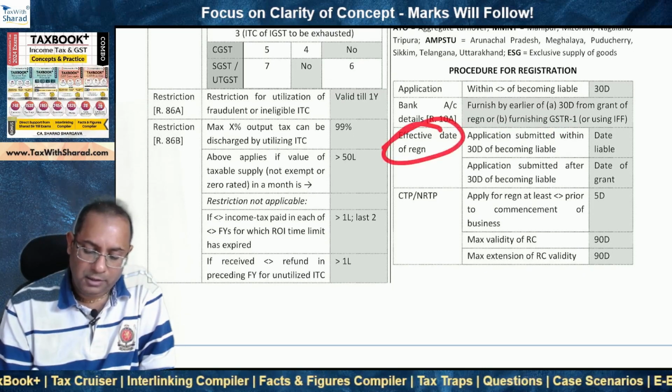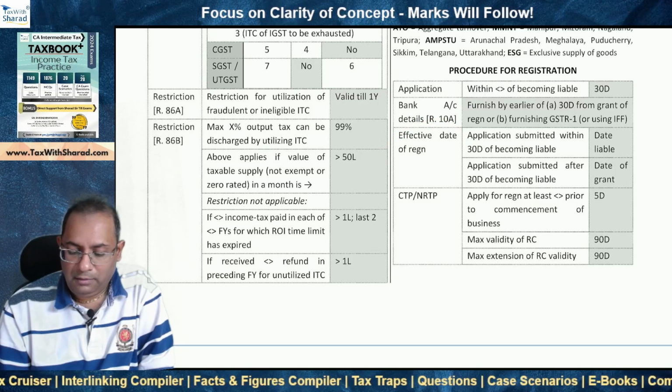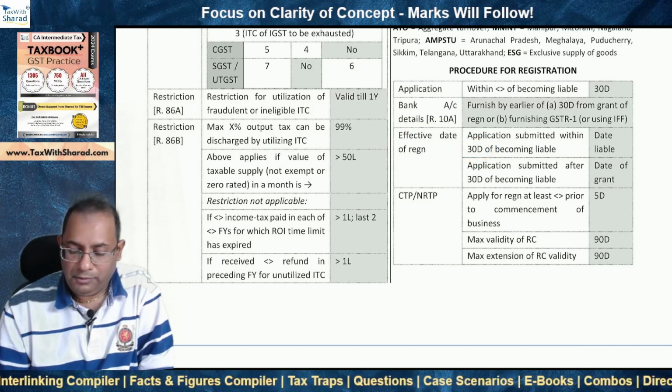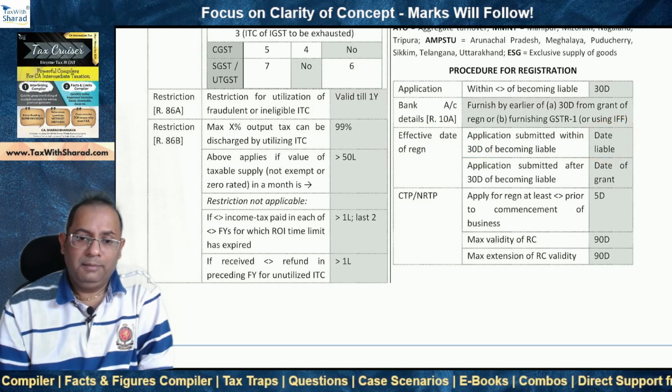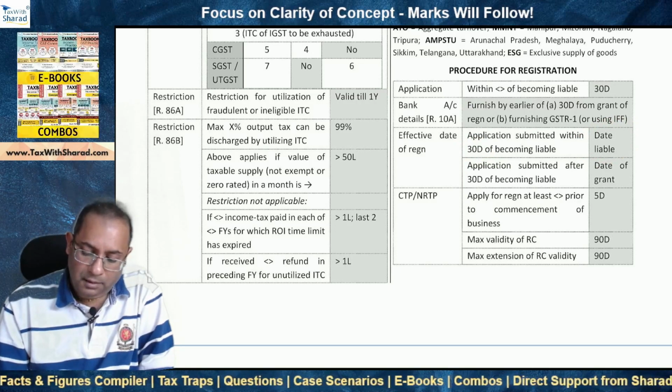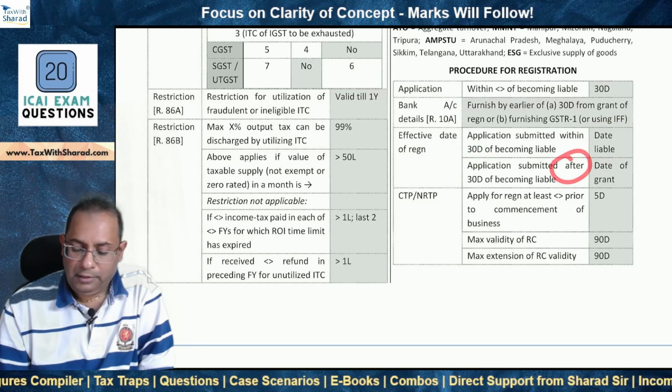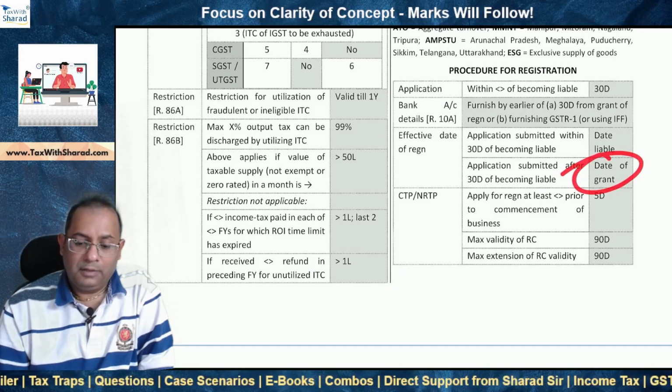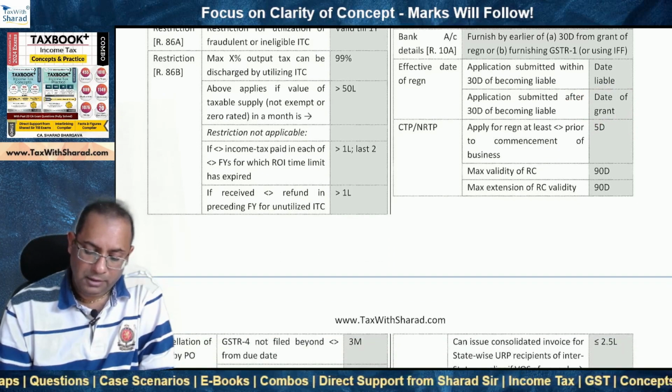What is the effective date of registration? Where the application is submitted within 30 days of becoming liable for registration, it is the date when the person became so liable. Where the application is submitted after 30 days of becoming liable, it is the date of grant of registration. This is the effective date of registration.